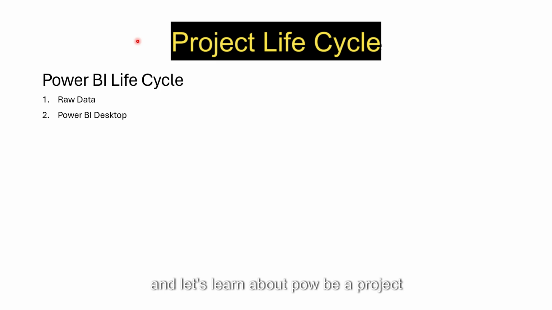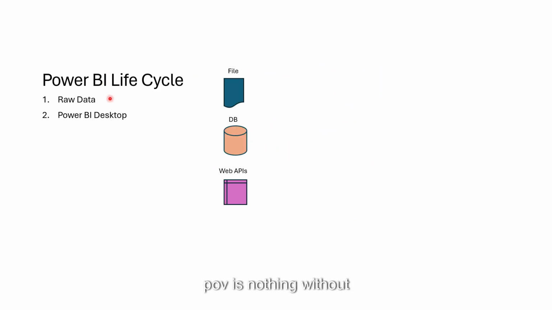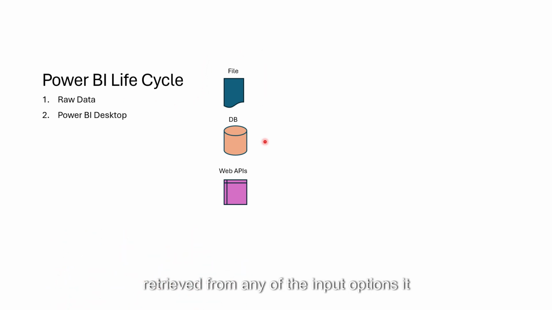And let's learn about the Power BI project lifecycle also. You need to understand that Power BI is nothing without data. So it needs data as basic input to start computing on, and this data can be retrieved from any of the input options. It gives hundreds of options, or hundreds of connectors, to get the data from. So some important patterns that you need to know are it can retrieve data from a file or a database or even web APIs. It can take the inputs from a SharePoint list or SharePoint file also.